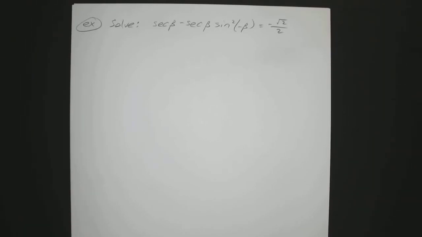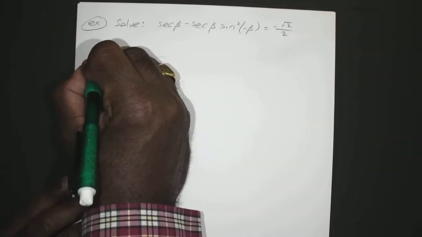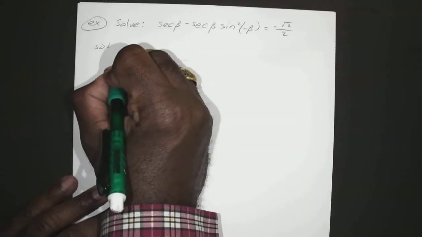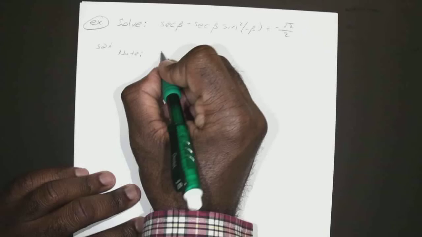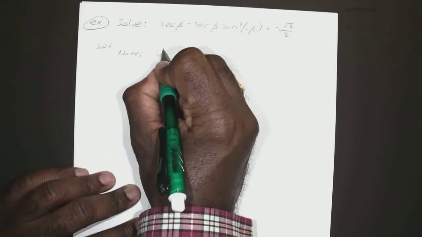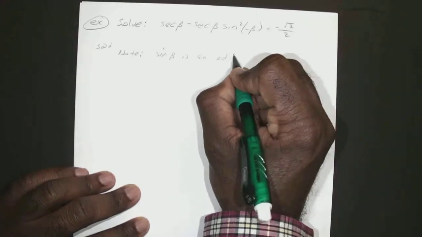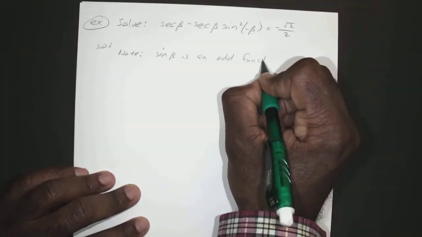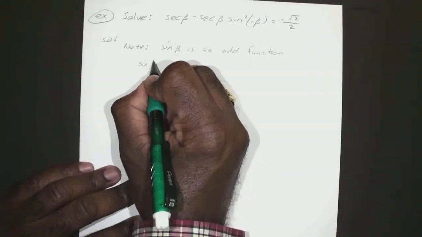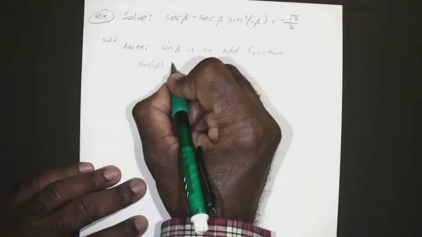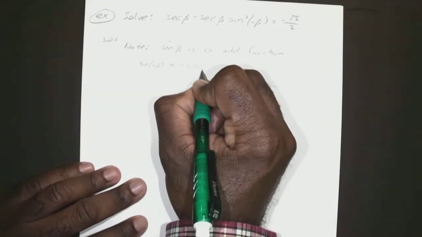All right, so just like before, we want to get rid of that negative beta. Okay, so we know that sine is an odd function. Okay, which means that sine of negative beta is just equal to the negative brought out to the front of sine of beta.